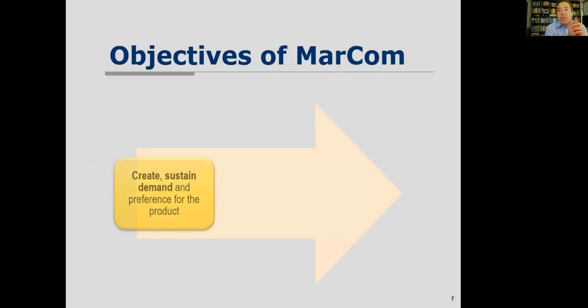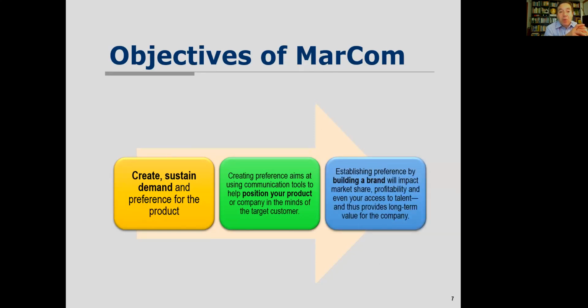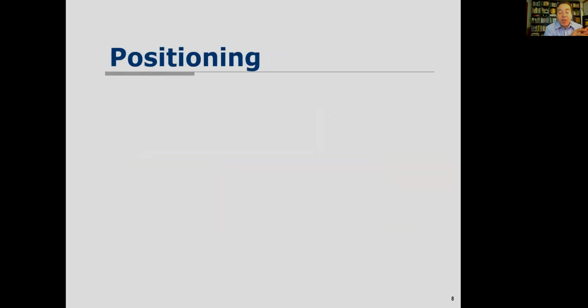So what are the objectives of marketing communication? To create and sustain demand and preference for a product, to position the product, and we'll talk about positioning very closely, and to build a brand. And we'll have a whole lecture later on branding, a separate lecture, because that's very important. And that is a component of marketing communications.